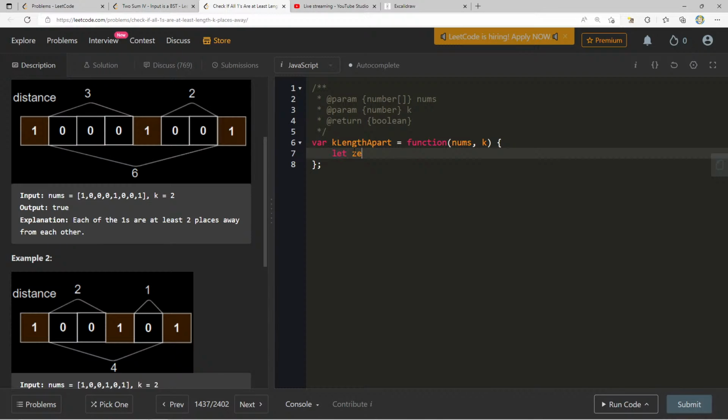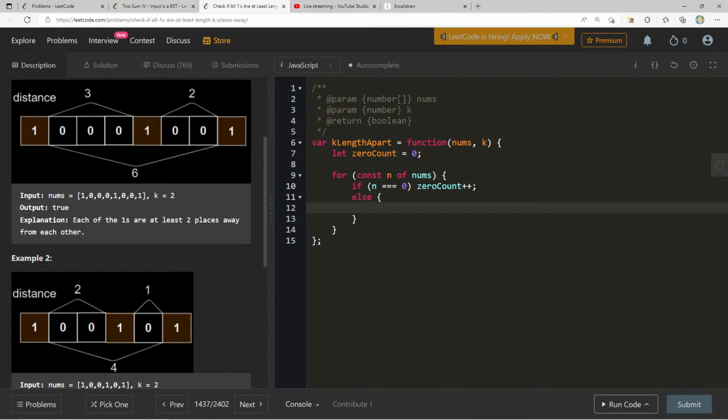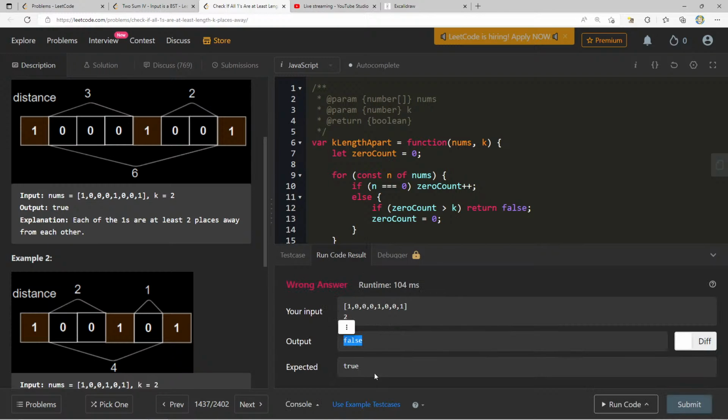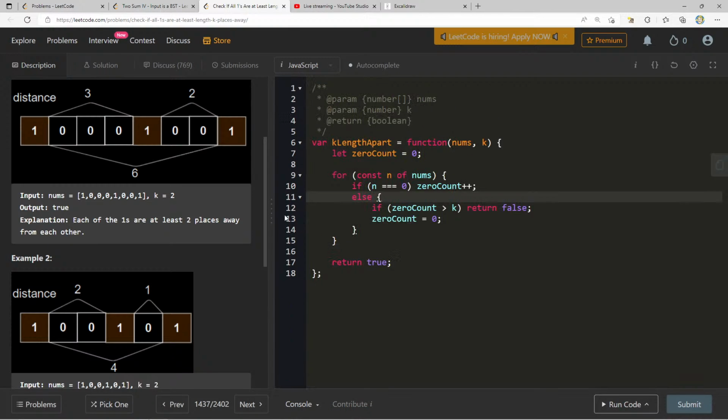So we can say let zeroCount equals 0, for const n of nums. If n is equal to 0, we'll say zeroCount plus plus, else, if zeroCount greater than k, return false, else zeroCount equals 0. And then here we return true. Does that seem reasonable? Let me run this. Or did I just do that way too fast? Okay, false and true. Probably completely missed something here.